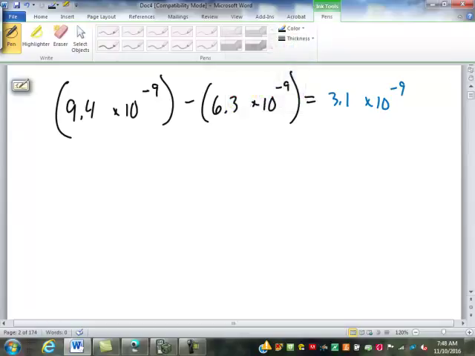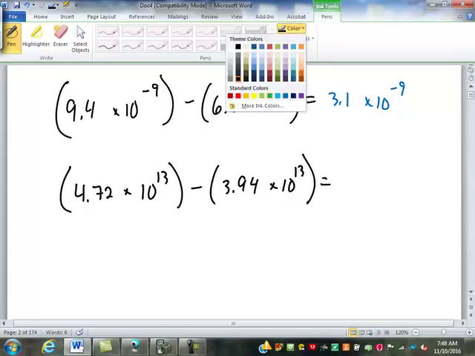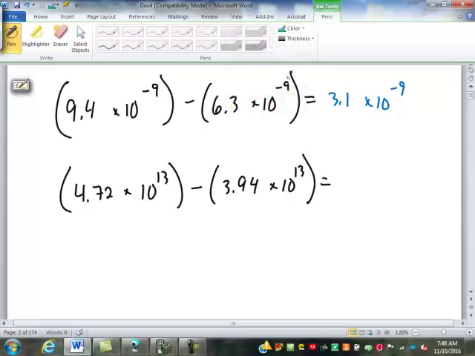Now again, it doesn't always end up that easy. We could have 4.72 times 10 to the 13th minus 3.94 times 10 to the 13th, which again, they do have the same name, so we don't have to adjust the powers of 10. But 4.72 minus 3.94 is 0.78 times 10 to the 13th.